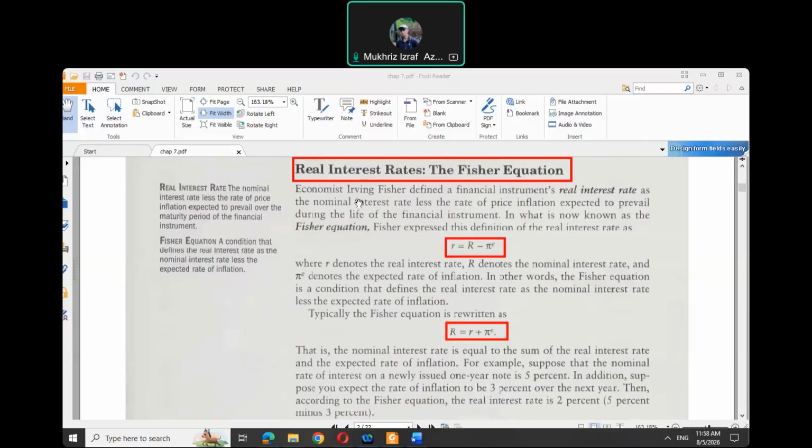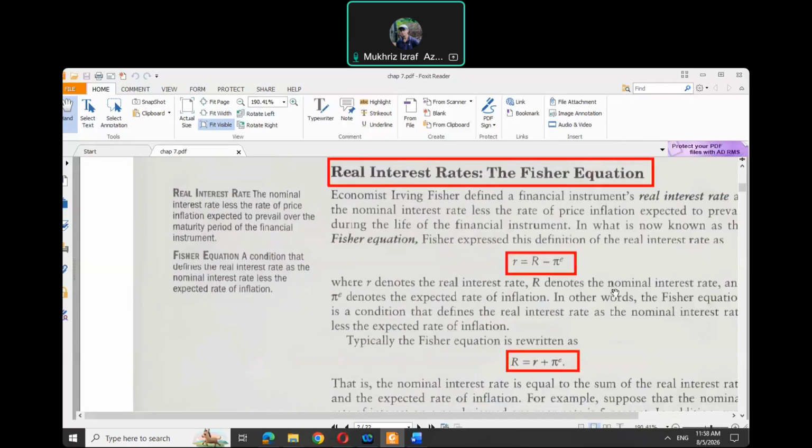Okay, so the Fisher equation is derived from the well-known economist Irving Fisher, whereby he developed the idea or methodology which equates the real interest rate, kadar upah benar, as the product of nominal minus the expected inflation. Okay, expected rate of inflation. Pi E is the expected rate of inflation. The E stands for expected.